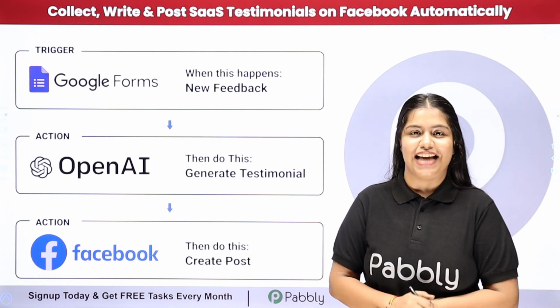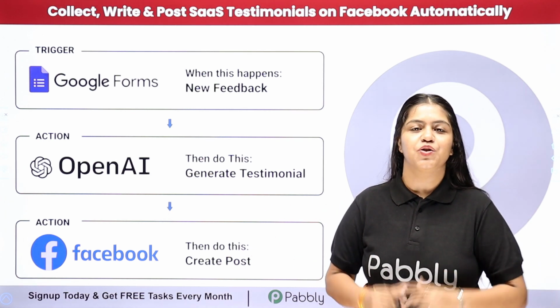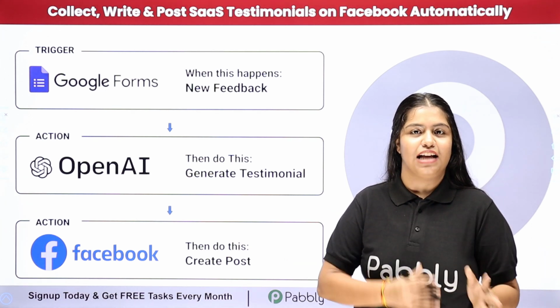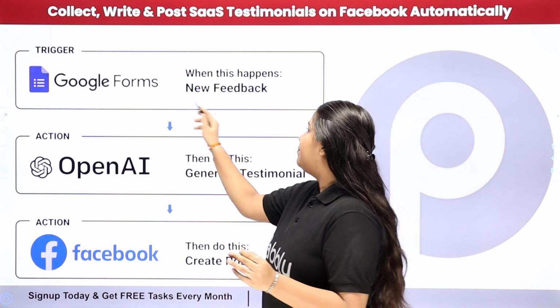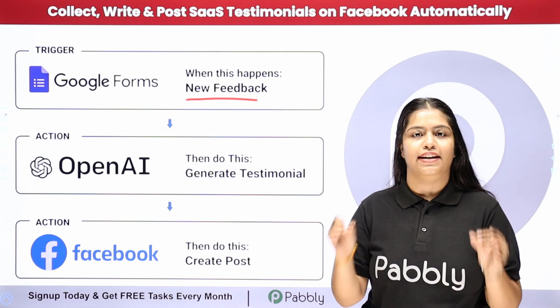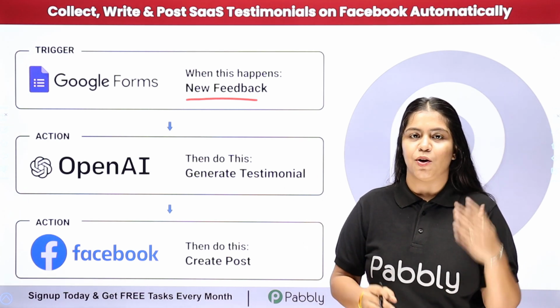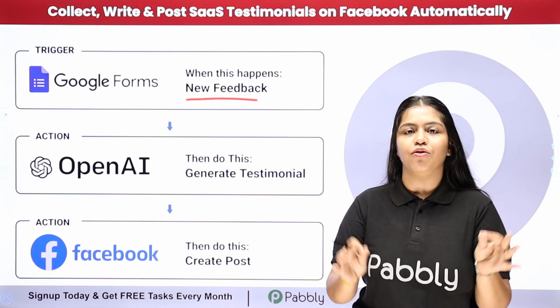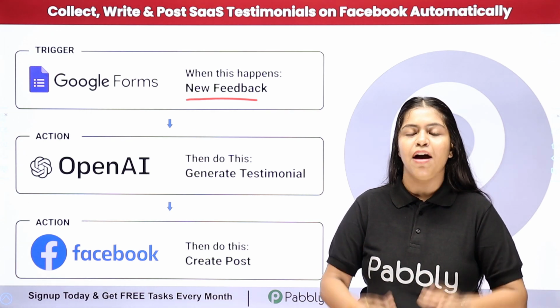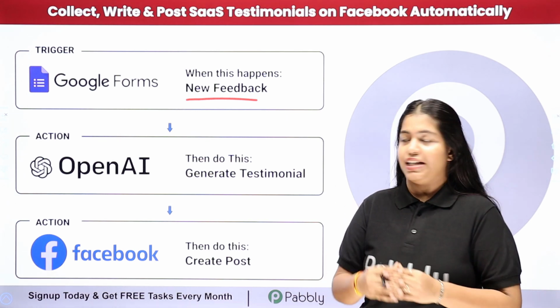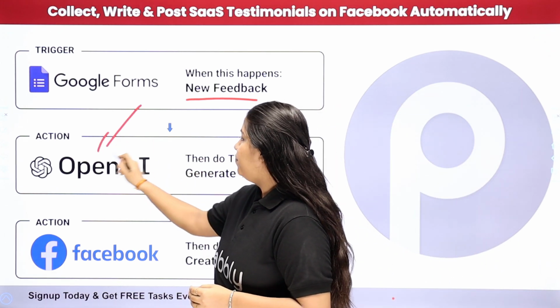So over here I'm running a SaaS business and we use Google Forms to collect the feedback of our customers. So now what I want is that as soon as we receive a new feedback from Google Forms, I want to use an AI agent to analyze if that feedback is positive, negative or neutral. And if the feedback is positive, I want to generate a testimonial for the same and I want to share that on my Facebook.